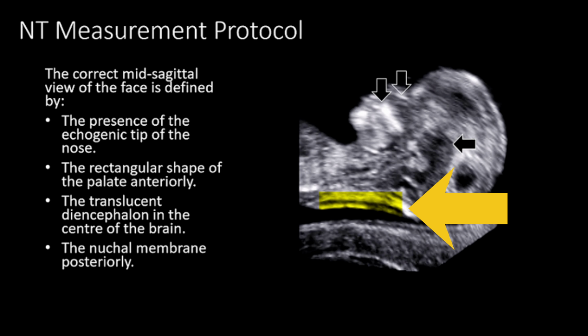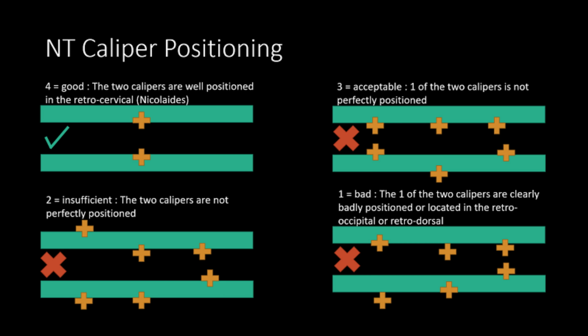What we actually care about is the fluid space itself. So the correct technique is in-to-in. You place each caliper on the inner border of those white lines, just touching the edge where the fluid starts. Think of it like measuring the inside of a glass, not the thickness of the glass wall.